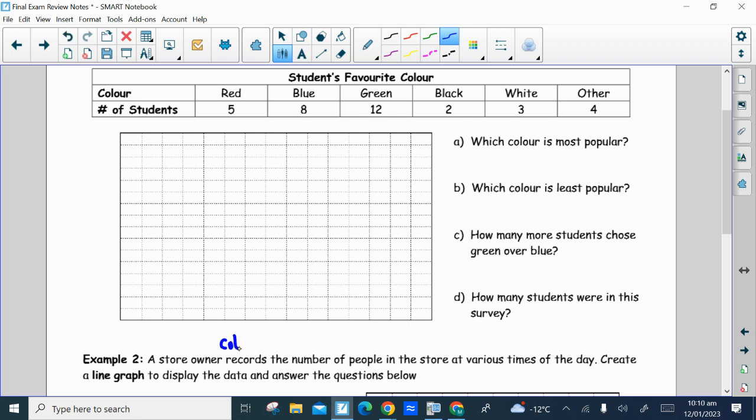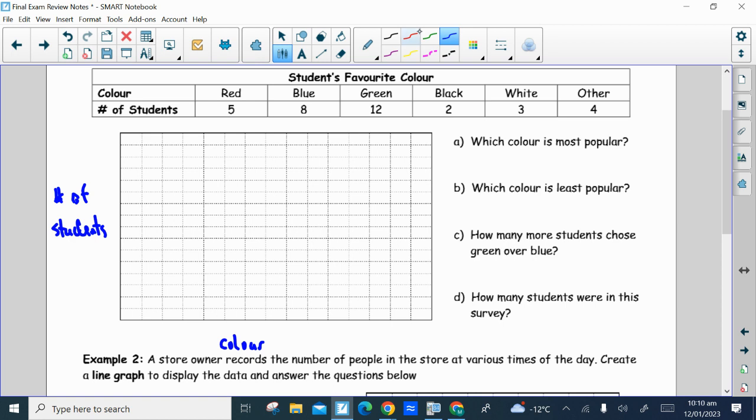So on the bottom, we're going to have color, because that's the first thing in the table. And on the side, you'll have the number of students. So that's the first thing we always have to make sure of, is that we label the axes.